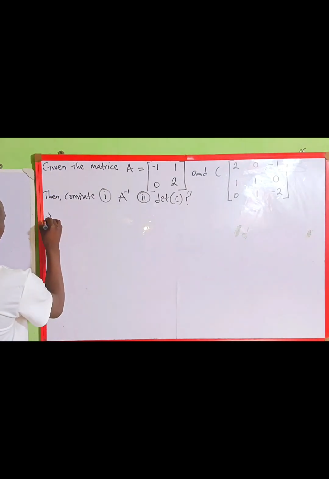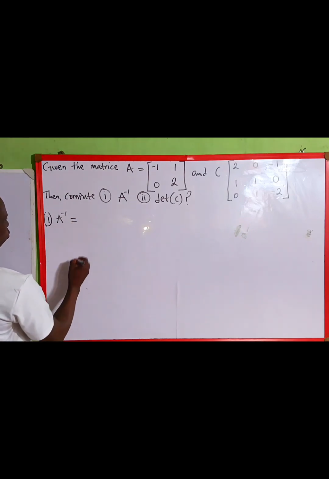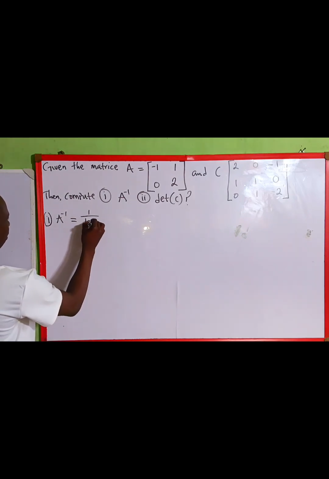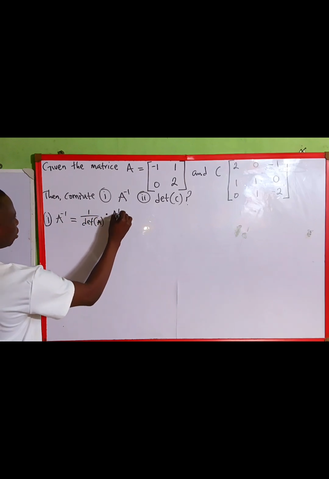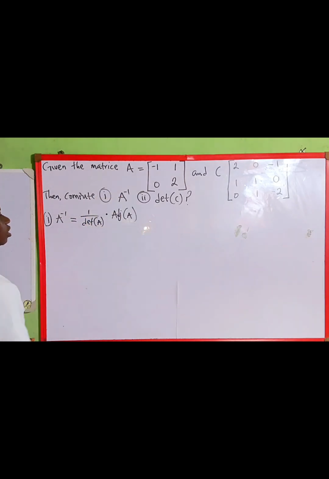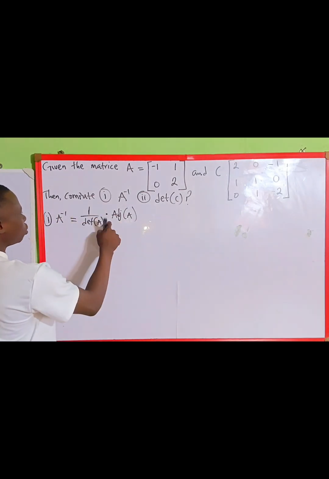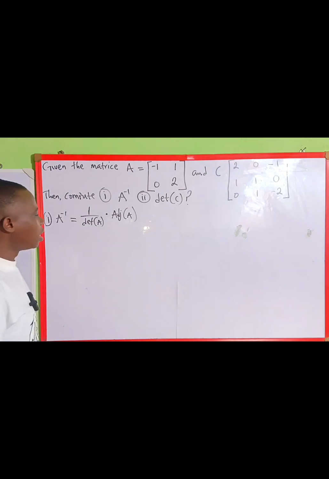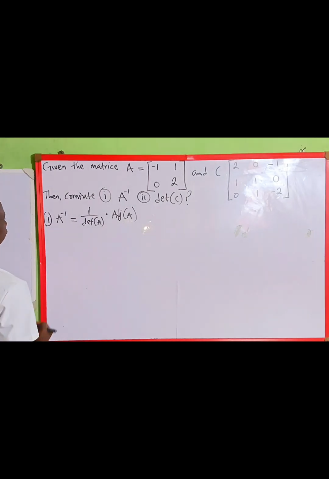So number 1, we are asked to compute A inverse. The inverse of A is equal to 1 all over the determinant of A multiplied by the adjoint of A. This is the simple formula we are going to use to find the inverse of A. Now the first thing we need to do is to find the determinant of A. So let's keep the formula first.